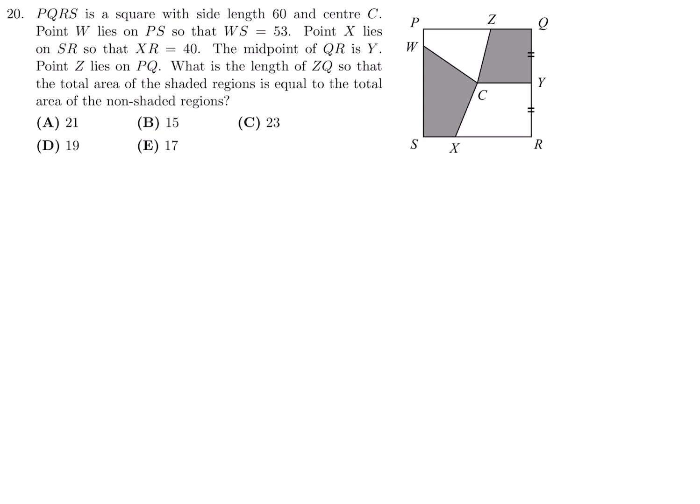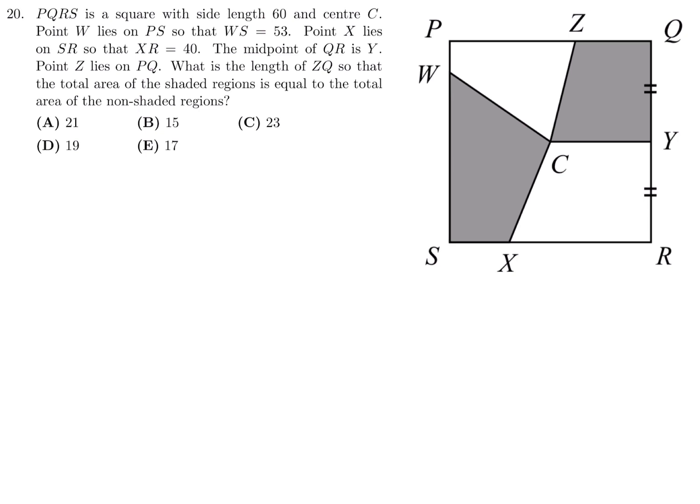PQRS is a square with side length 60 and center C. Point W lies on PS, so that WS is 53. Point X lies on SR, so that XR is 40. The midpoint of QR is W. Point Z lies on PQ. What is the length of ZQ so that the total area of the shaded regions is equal to the total area of the non-shaded regions?